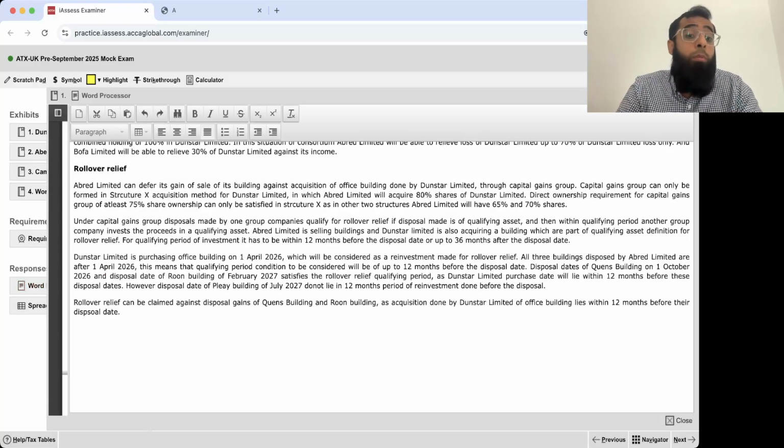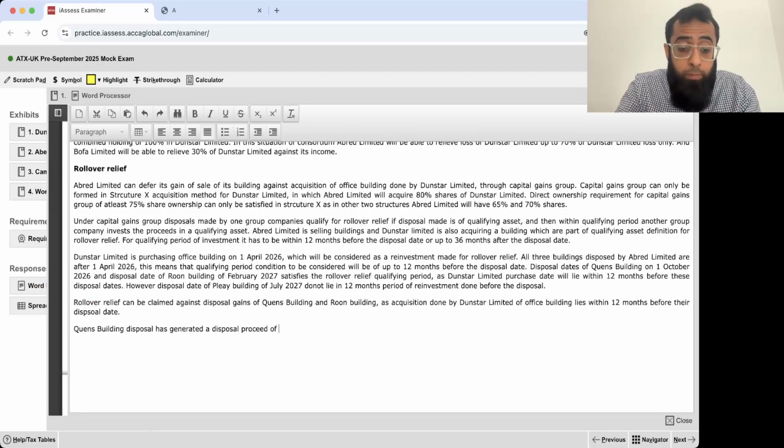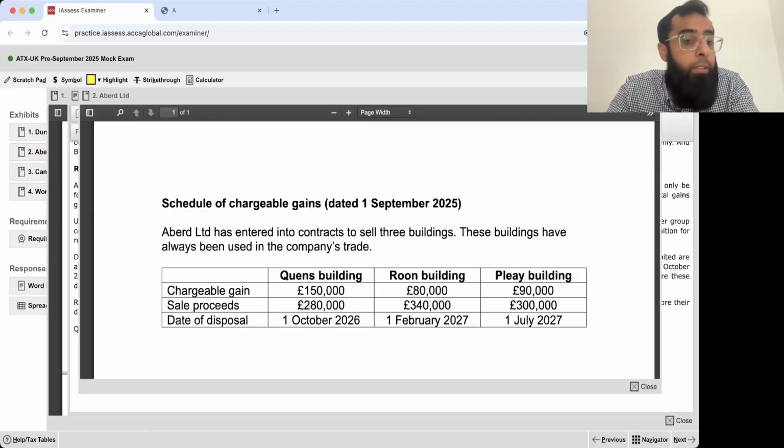Now let's listen to it carefully. Queen's building disposal has generated disposal proceeds of how much? Just listen to me carefully: £280,000, and a chargeable gain of £150,000. Okay, 280 proceeds and 150 of the gain.